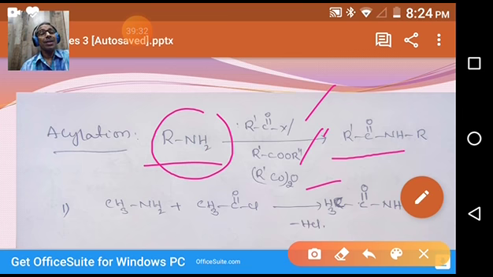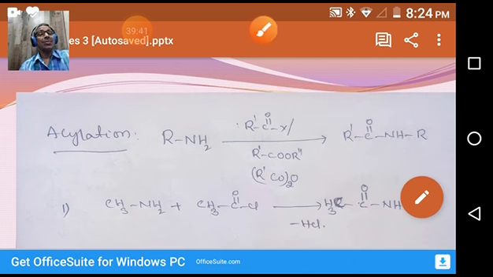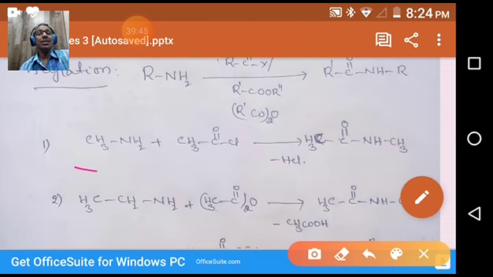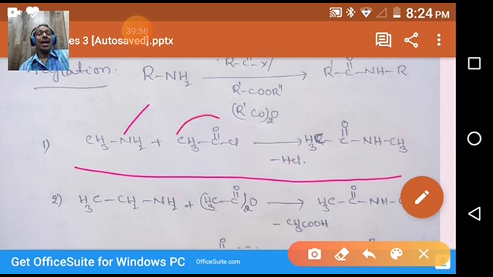So what is the reaction? Amines are converting into amides. So this is an acylation reaction. We'll discuss one example. What is happening here? This is a primary amine. This is acetyl chloride, an acid halide. You take acetyl chloride or acetyl bromide, anything else.